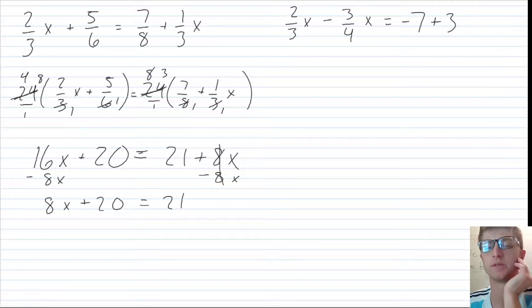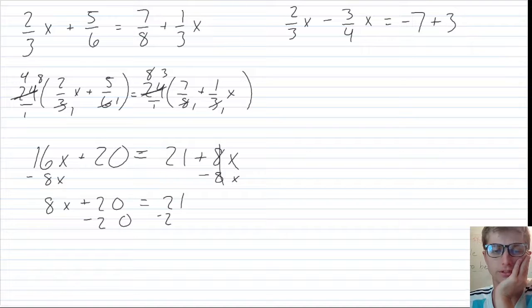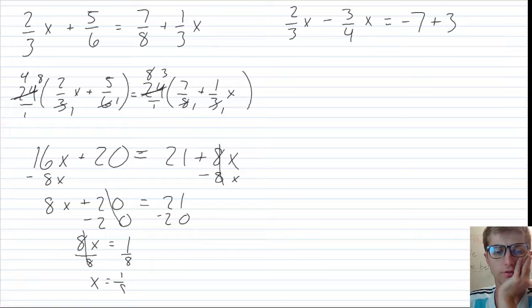We're working backwards, PEMDAS, since we're trying to undo everything. What's the opposite of adding by 20? Subtracting by 20. What we do to one side, we'll do to the other. These things cancel. We're left with 8x equals 1. And then the opposite of multiplying by 8 is dividing by 8. What we do to one side, we'll do to the other. We're left with x equals 1 over 8.